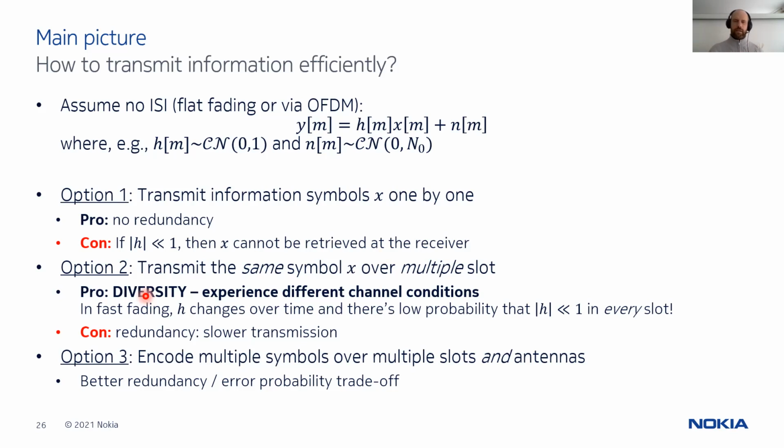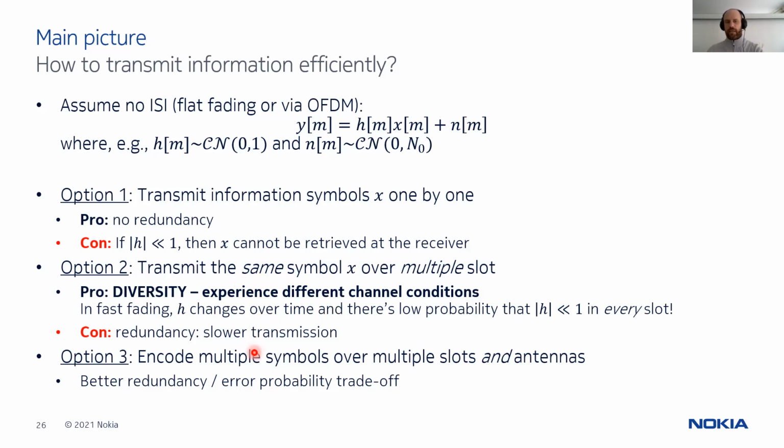The probability that all channels are bad is very small. So you're happy because the probability of a bad reception is small. On the other hand, you're not so happy because you're using the channel multiple times to say the same thing, right? So this slows down the transmission. So indeed, this is the simplest and, well, the most naive way to achieve diversity.